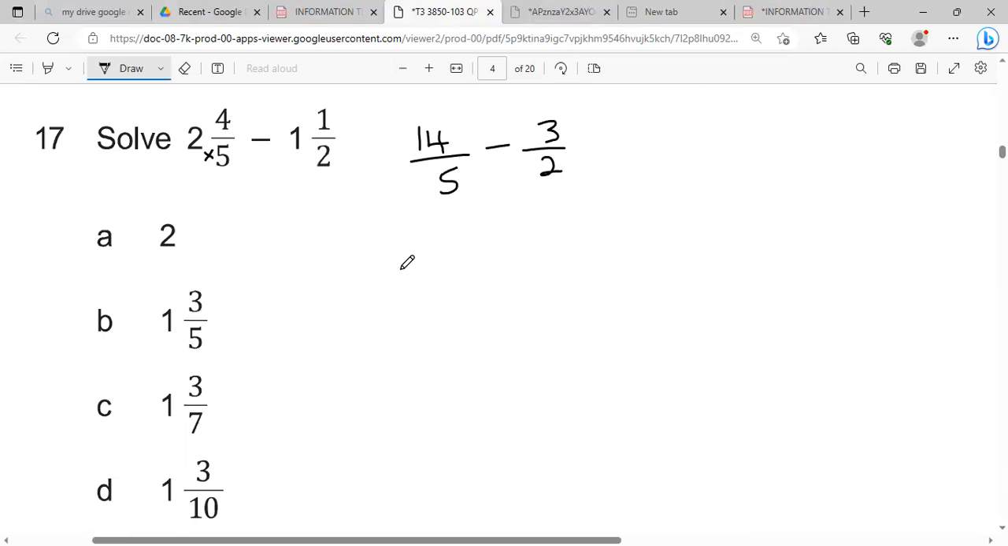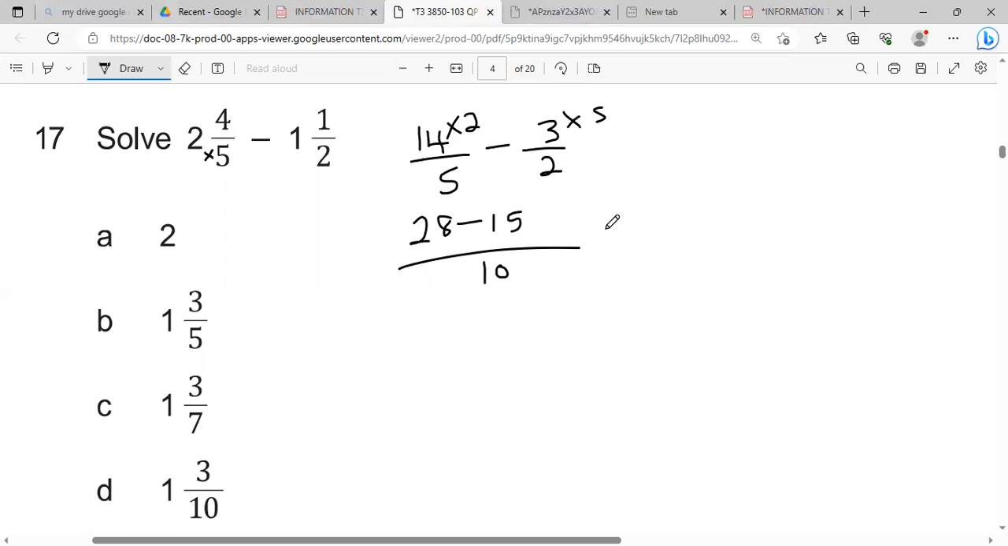So find our LCM. Once you're adding or subtracting, we find our LCM. I'll show you guys how to do that up at the top. So it works out to 10, right? 5 into 10 goes 2 times. So we multiply 2 times 14, which is 28. And then 2 into 10 goes 5 times. So 5 threes, 15.